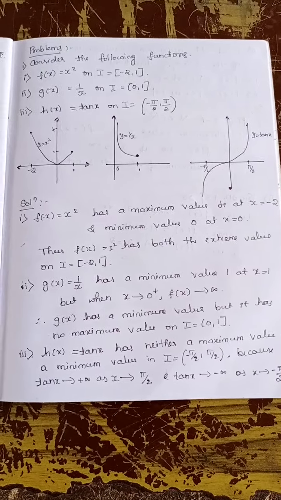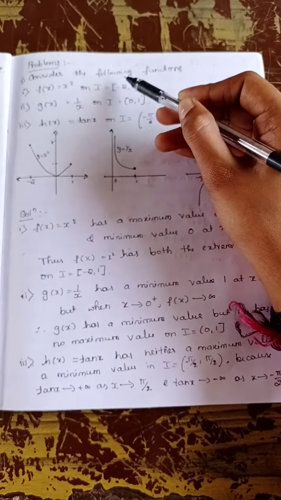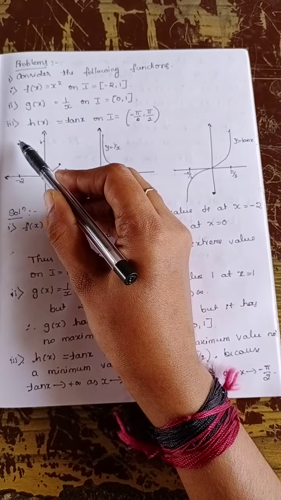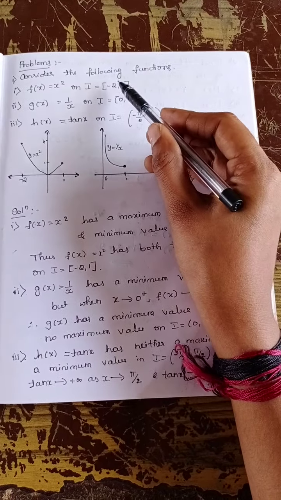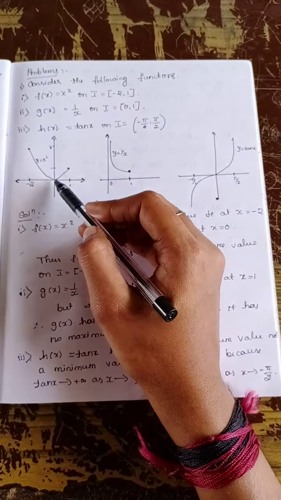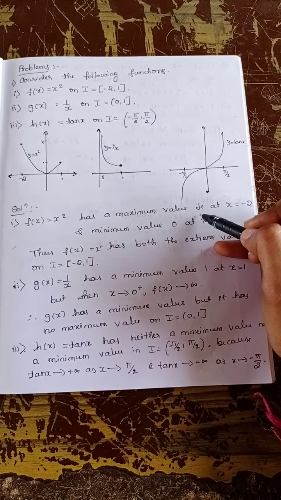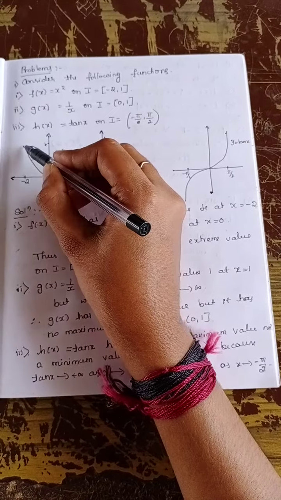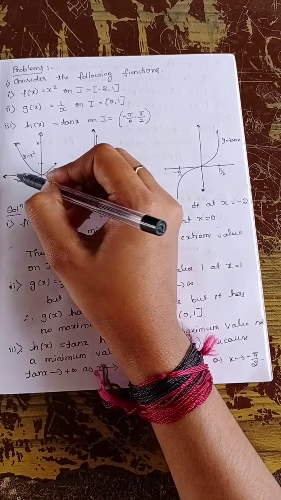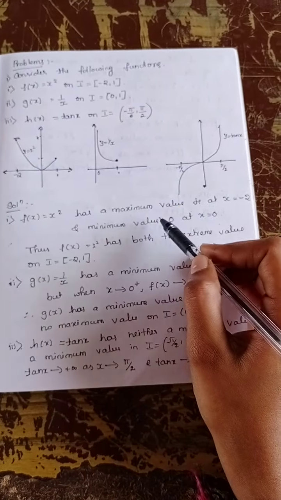See here, for the graph of the first function, f of x is equal to x square, minus 2 square is 4. So when x is equal to minus 2, the value of y is equal to 4, and when x is equal to 1, f of x is equal to 1. So the graph looks like this. So f of x is equal to x square has a maximum value 4. It attains a maximum value of 4 when x is equal to minus 2, and the value is 1 when x is equal to 1.